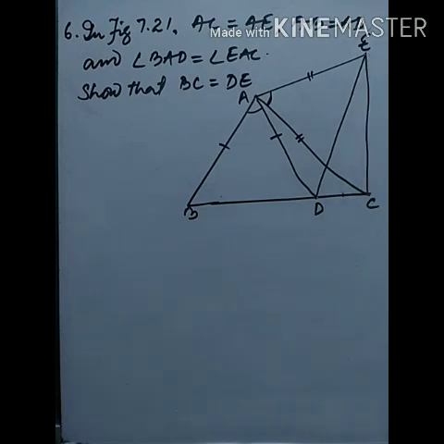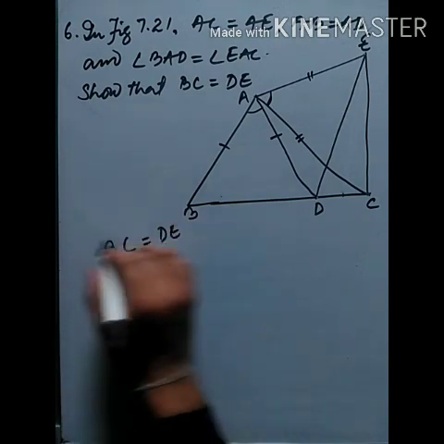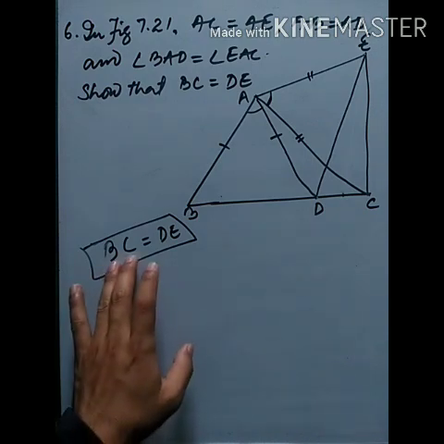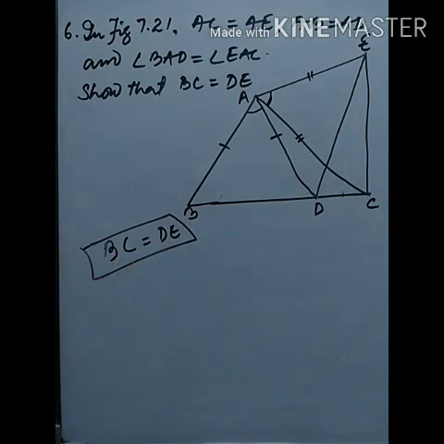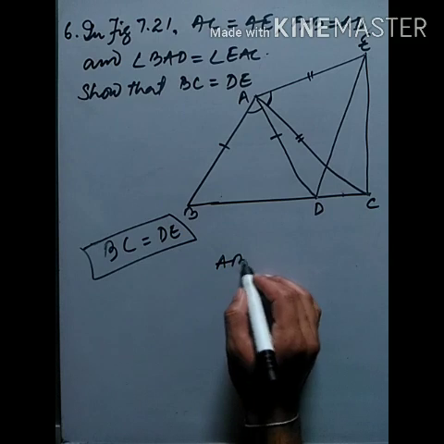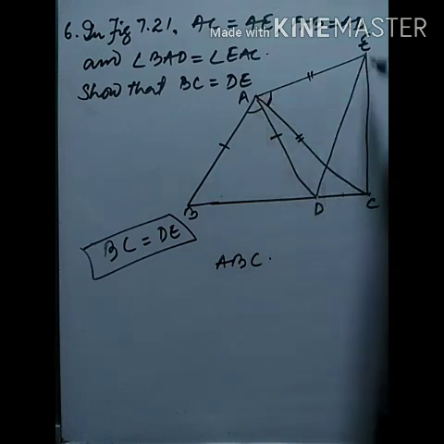Okay, please have a look. We are going to prove that BC equal to DE. We have to find two triangles. We have to extract two triangles from this given figure and prove that the two triangles are congruent. In those two triangles, BC and DE should be corresponding sides. So how are we going to find them? Okay, please have a look here. I'll just take this triangle ABC, and next I'll take ADE.